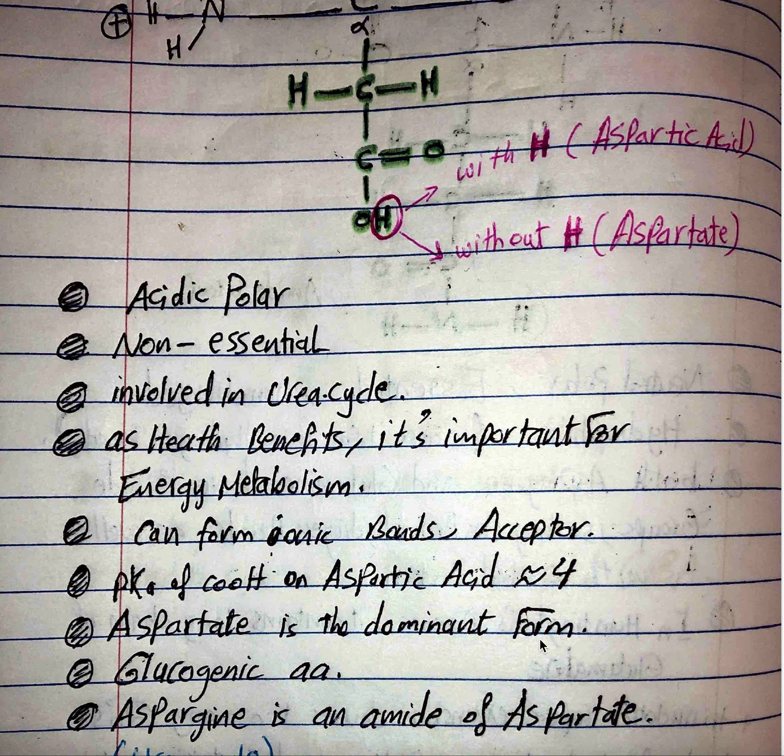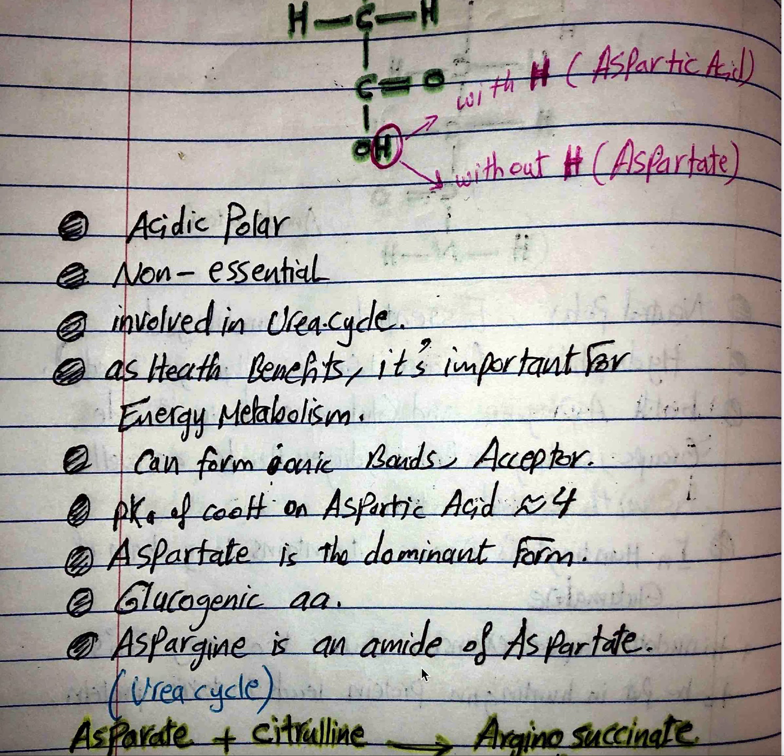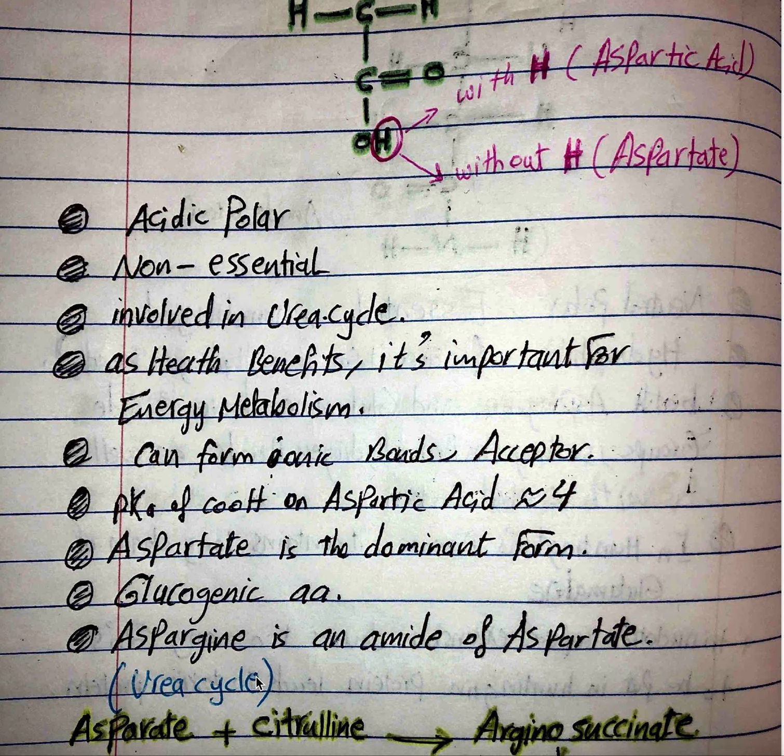Aspartate is the dominant form. That means usually or mostly it will be in the aspartate form more than aspartic acid, and it's a glucogenic amino acid, and that explains why it's important for energy metabolism, because aspartic acid or aspartate is a glucogenic amino acid. Asparagine is an amide group of aspartate. If you just add an amide group to aspartate, it forms asparagine.